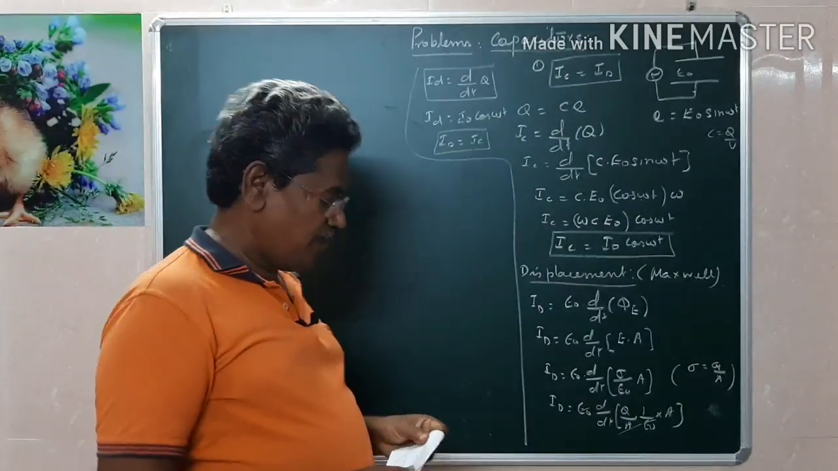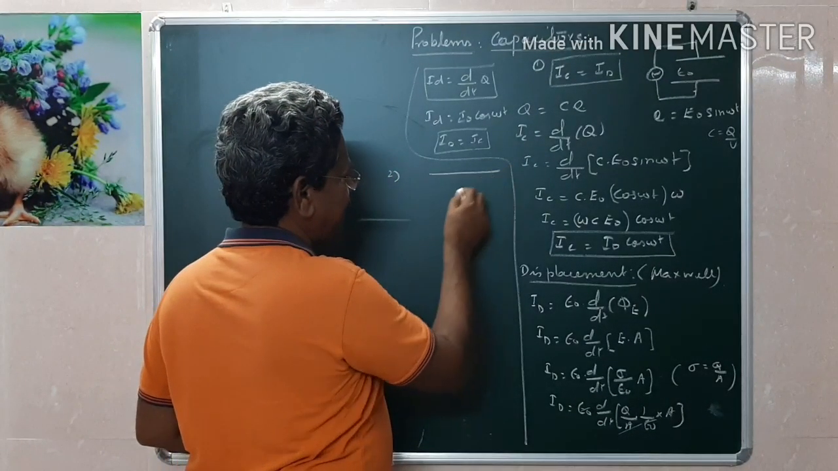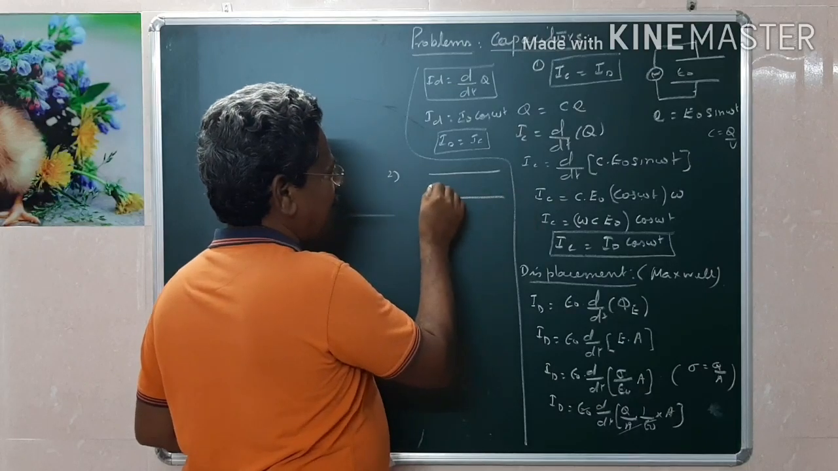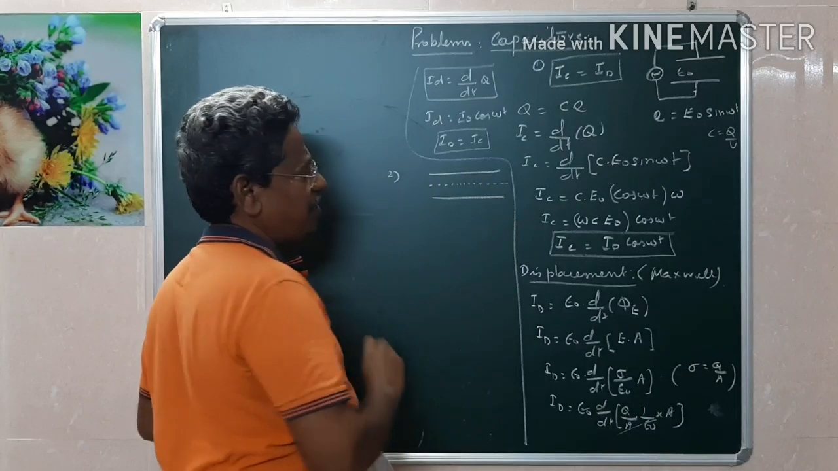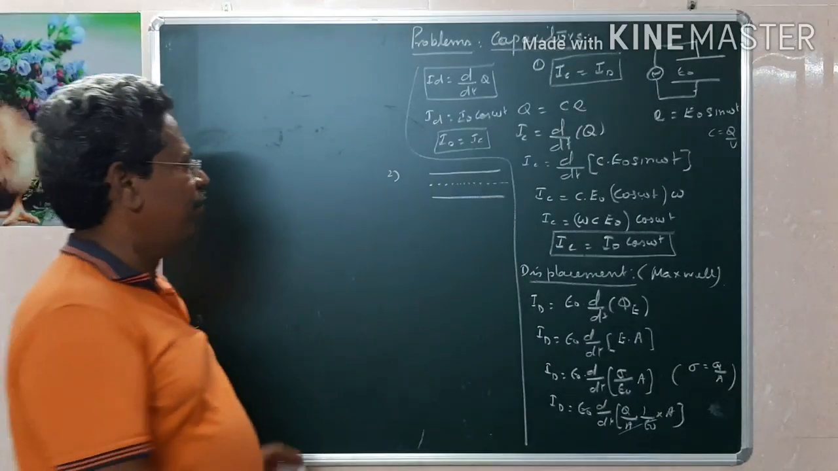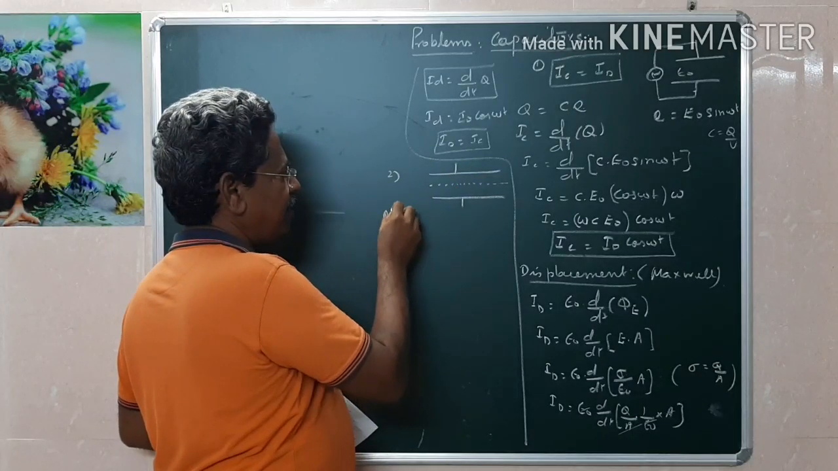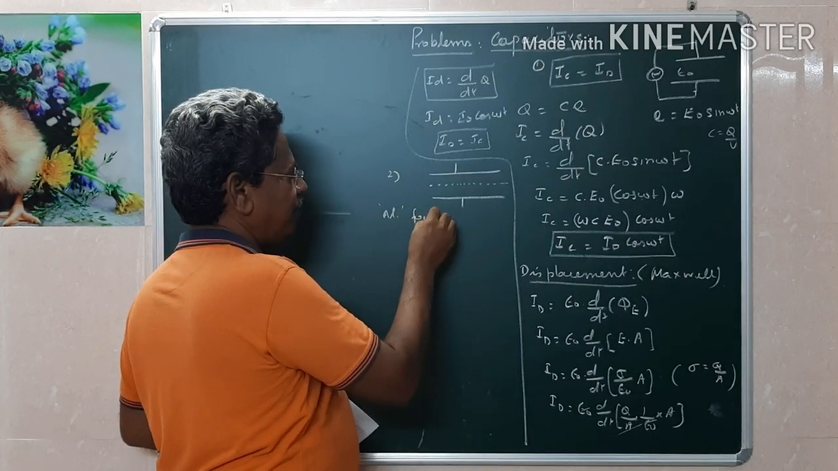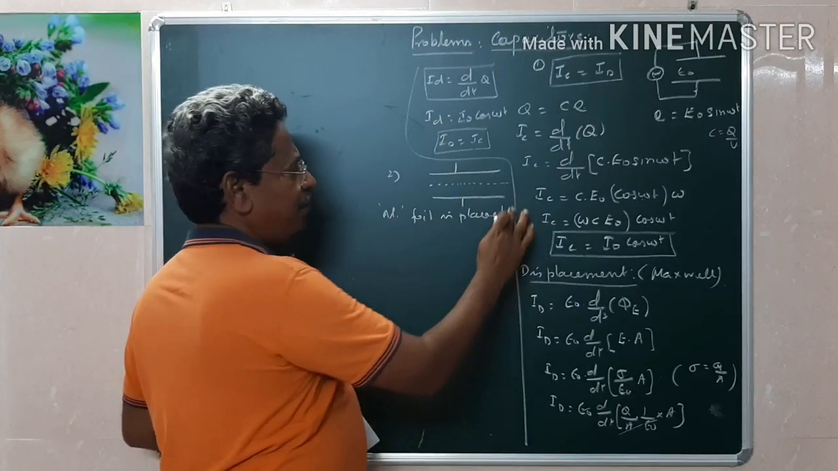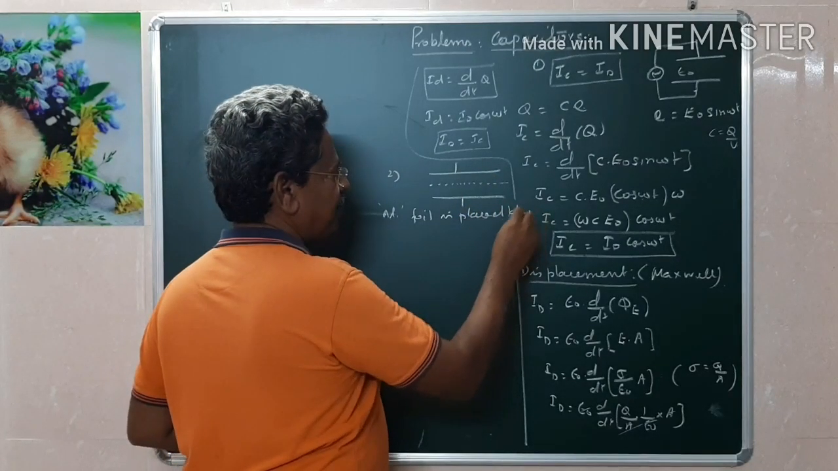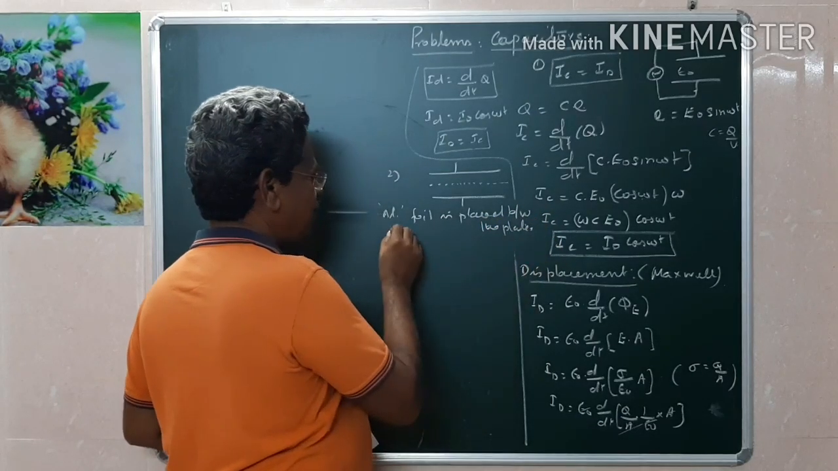Then question number 2. This is another important problem. You see, this is one capacitor. An aluminum foil, a good conductor, is placed between the two plates. That is the aluminum foil. This is now a capacitor. We are saying that the aluminum foil is placed between the plates as shown. Now the question is number 1.